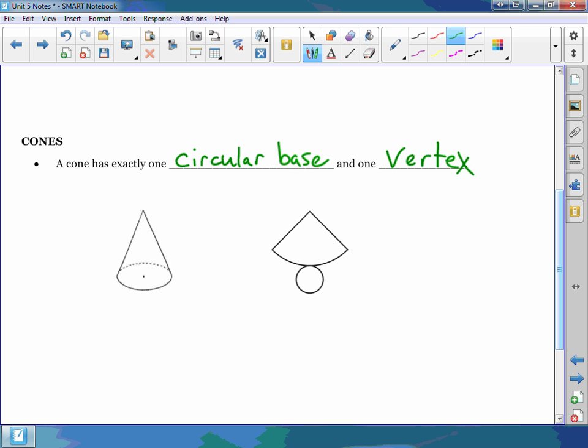Now, I know what Akash is trying to say, because when you unravel it, the lateral area resembles this shape here. So you do have kind of a triangle circle hybrid there, but we're talking about one vertex.